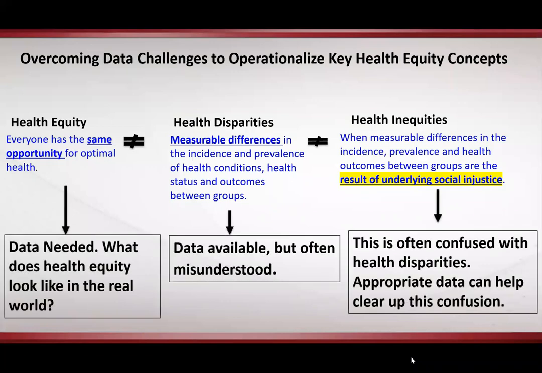And so part of the reason why we can get through some of this confusion is if we actually have the appropriate data set to help us distinguish between them. What does health equity really look like in the real world? The reason why that's so difficult for many of us to answer is because we've never really seen a map of health equity. We talk about health disparities, we tend to really understand that, but we really get confused when we start talking about health inequities. And so we want to have a data set to clear up this confusion.